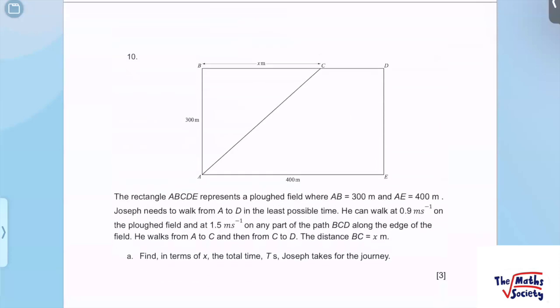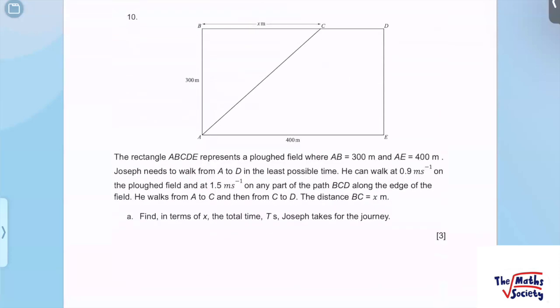Okay, so we now have question 10. It says that the rectangle ABCDE represents a plot field where AB is equal to 300 meters and AD is equal to 400. So this one's 300, 400. So if you want CD, that's 400 minus x.